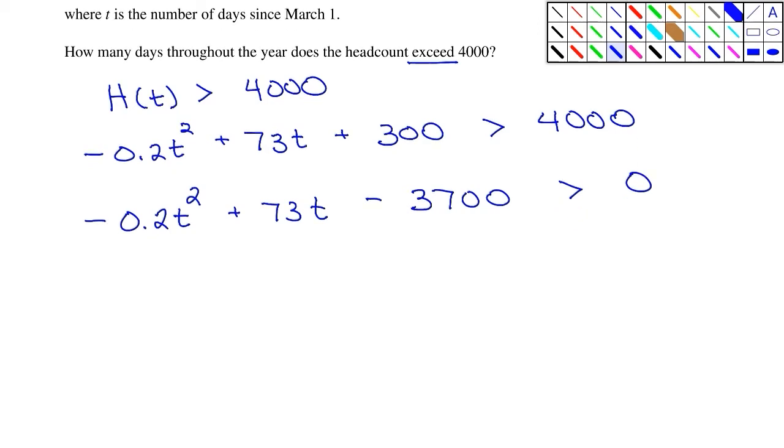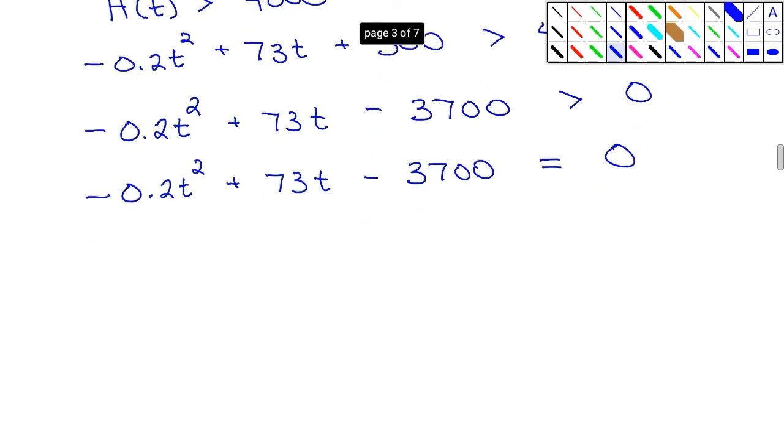Now we create the equality and we get negative 0.2 t squared plus 73t minus 3,700 is equal to 0. And then we solve for t. Well, this one doesn't look like it's going to factor very easily. It's got decimals, it's got rather large numbers. So I'm going to use the quadratic formula.